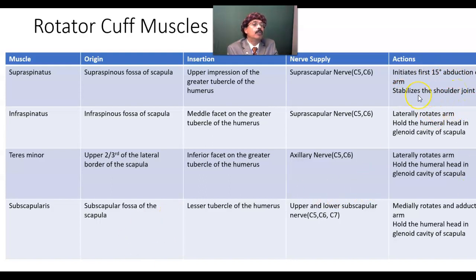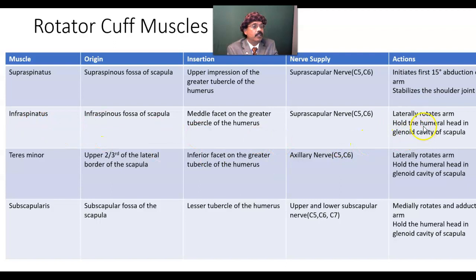How? It holds the humeral head in the glenoid cavity. We know that the glenohumeral joint is a ball and socket type of synovial joint. The socket is shallow and the ball is large, so it needs stability. That stability is provided by the rotator cuff muscle tendons, the SITS muscle tendons.